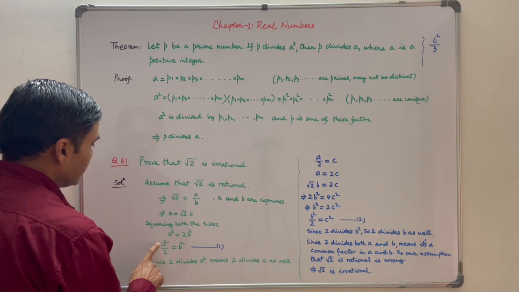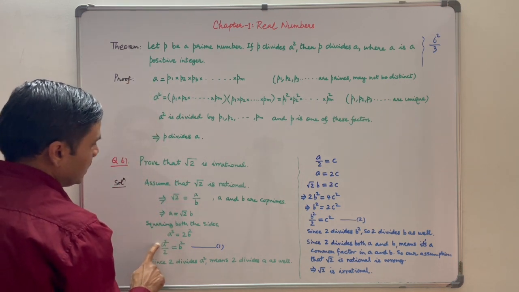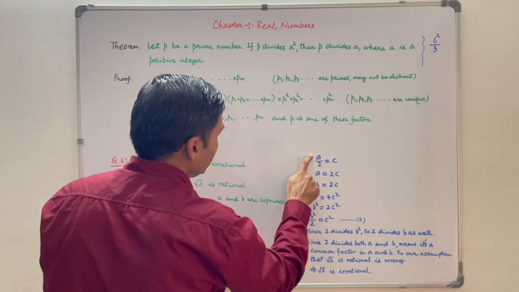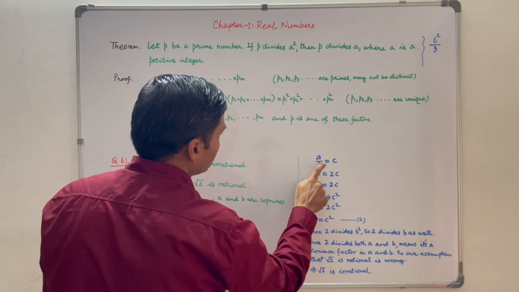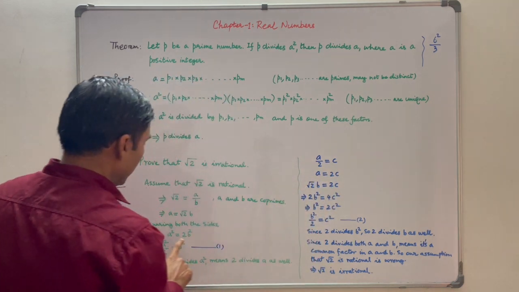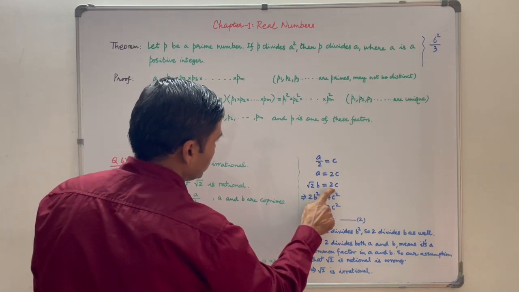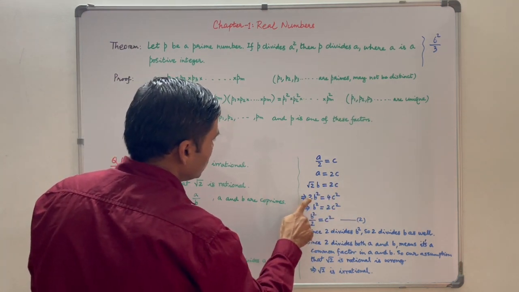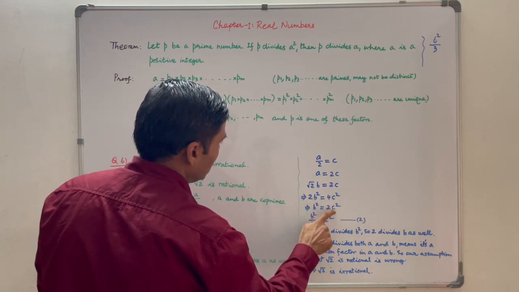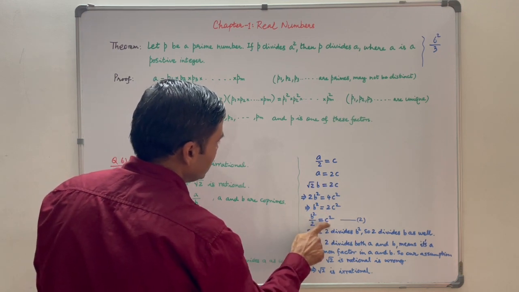Now 2 divides A square, so as per this theorem, 2 should also divide A. This is our first relation. Now if 2 divides A, it can be written as A by 2 is equal to C, or A is equal to 2C. In place of A, write root 2 B. So root 2 B is equal to 2C. Square both sides. So it is 2B square is equal to 4C square, or B square is equal to 2C square, or B square upon 2 is equal to C square.